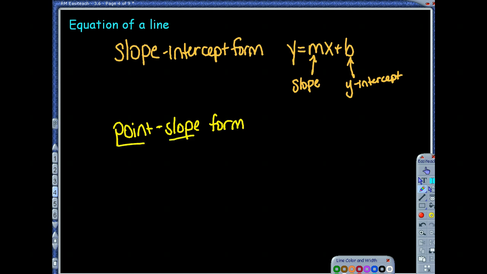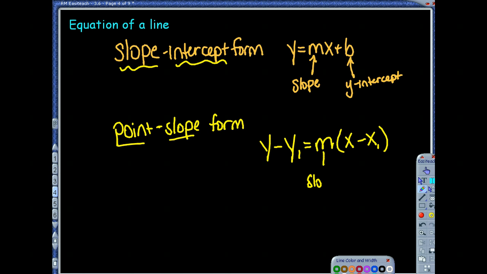Now this one is one that might take a minute for you to remember, but I'll help you out. Super helpful once you remember it, though. Y minus y1 equals m times the quantity x minus x1. And in that, the m's still your slope. Now your point is your x1, y1.